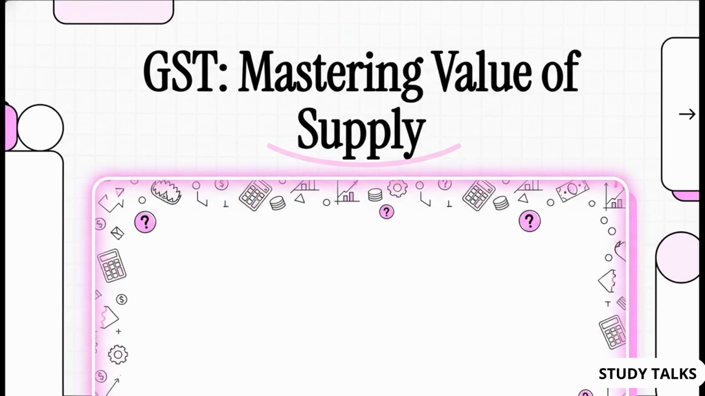Loaded with traps set by the ICAI. And I'm talking about the value of supply. If you get this right, you're looking at some solid, easy marks. But if you get it wrong, the whole question goes down the drain. So let's make sure that doesn't happen. All right, let's dive in.